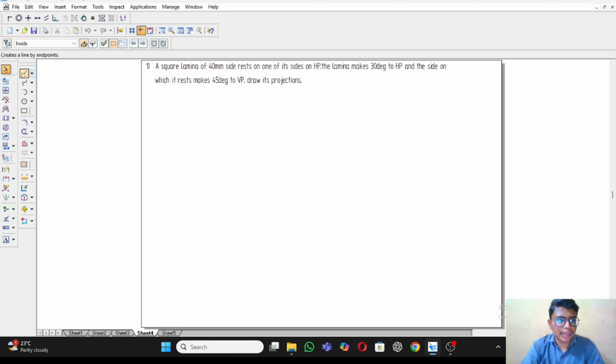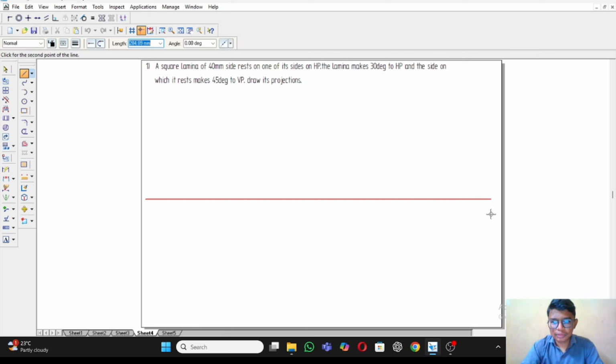Let's first draw the XY line. We have to select a point and the angle should be 0 degrees. Let's name this X and Y. Above the XY line is VP and below the XY line is HP.